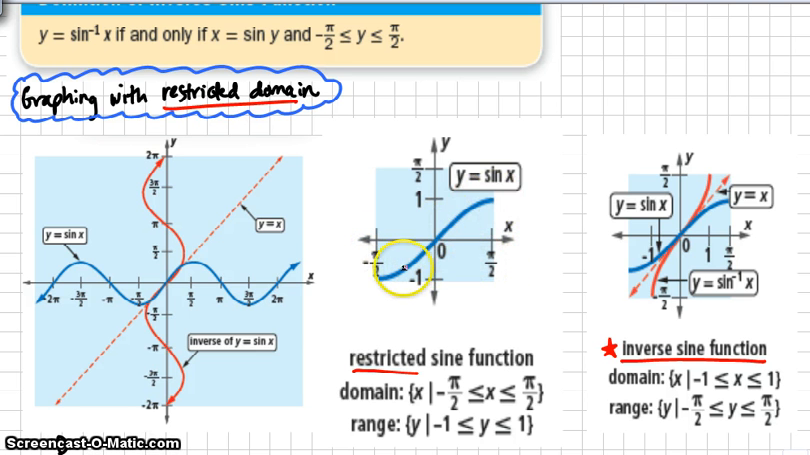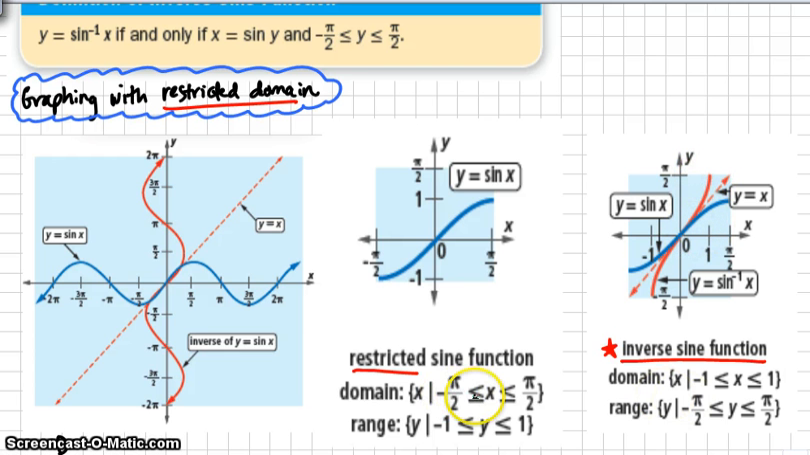So there's the original sine graph. If we look at the domain and the range of that graph, it's going from negative pi over 2 to pi over 2 in the domain, and just like always, it goes from -1 to 1 in the range. Now if you flip just that portion of the graph over the line y equals x, you get the new red line. So that is the graph of the inverse sine function. And that's the one that you want to draw on your paper and record in your notes.